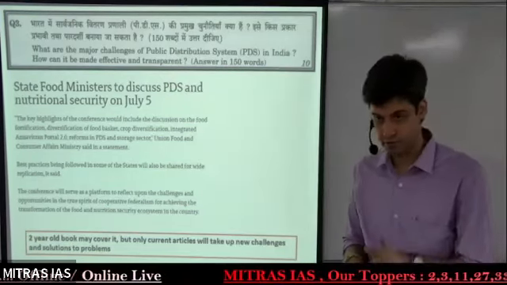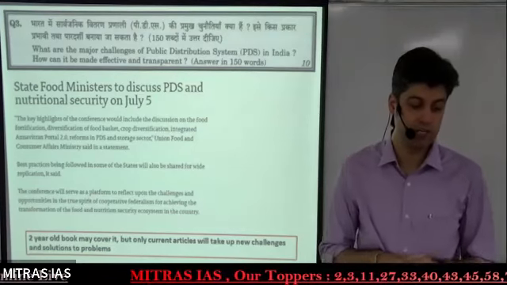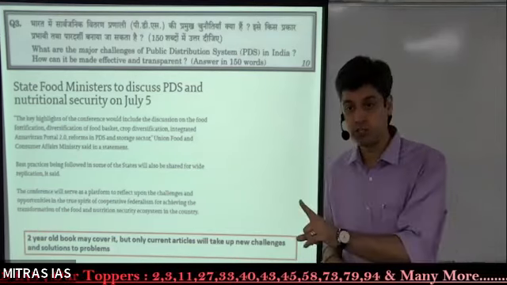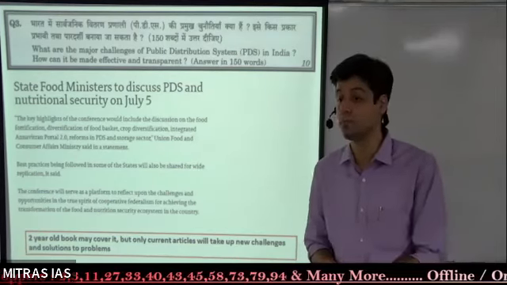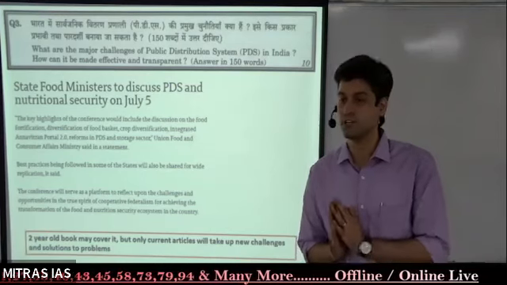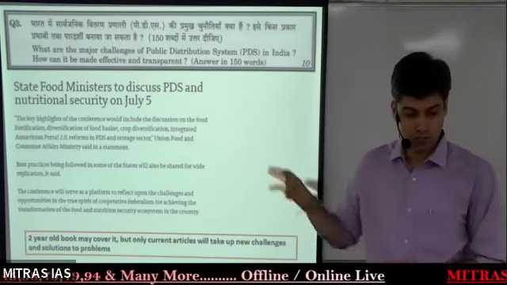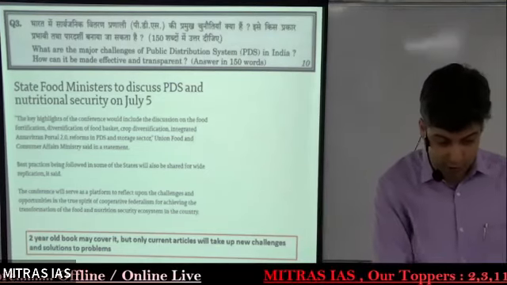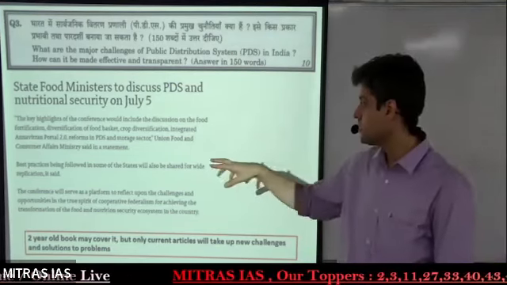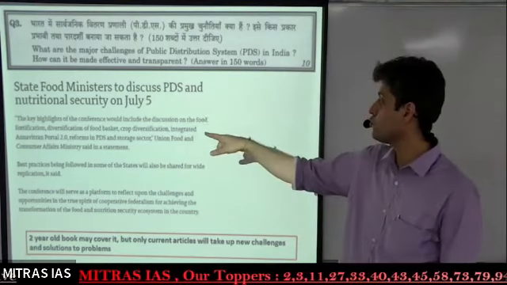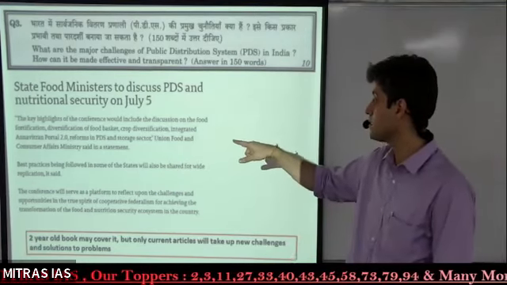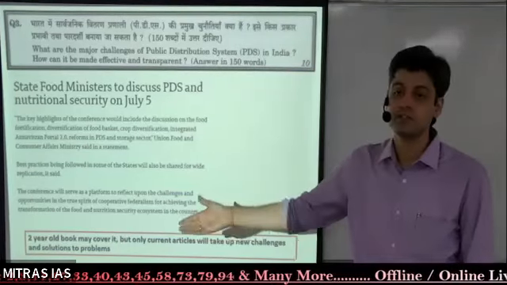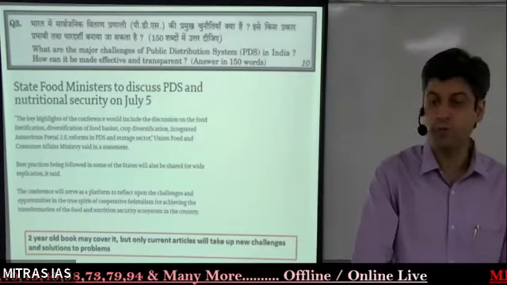So in July, this month, on July 5, a meeting happened between state food ministers to discuss PDS, in which the issues with respect to PDS and how we need to improve were discussed. It was covered in the newspaper. So this is one of the things for the question: how it can be made effective and transparent. If you read the article, I've mentioned a few topics. The key highlights of the conference would include the discussion on food fortification, diversification of food basket, crop diversification, integrated Anna Vitran portal. This is what you can actually mention to make it more effective.